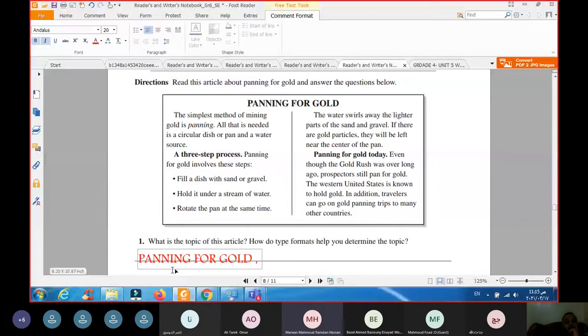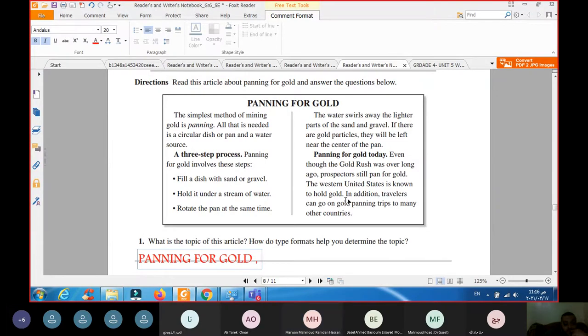The simplest method of mining gold is panning. All that is needed is a circular dish or pan and a water source, a three-step process. Panning for gold involves these steps. Fill a dish with sand or gravel, and hold it under a stream of water. Rotate the pan at the same time. The water swirls away the lighter parts of the sand and gravel. If there are gold particles, they will be left near the center of the pan. Panning for gold today. Even though the gold rush was over long ago, prospectors still pan for gold. The Western United States is known to hold gold. In addition, travelers can go on gold panning trips to many other countries.